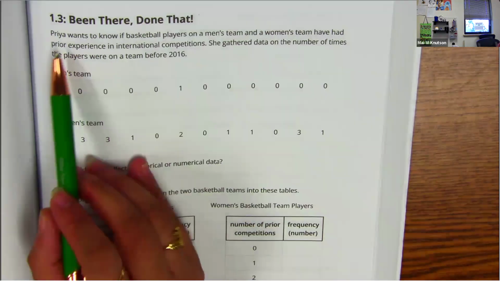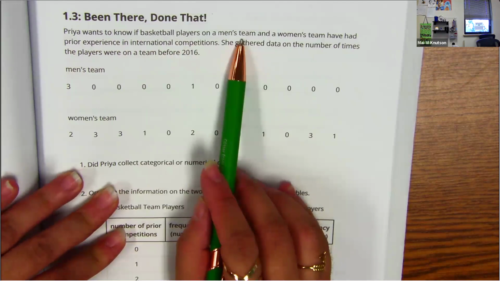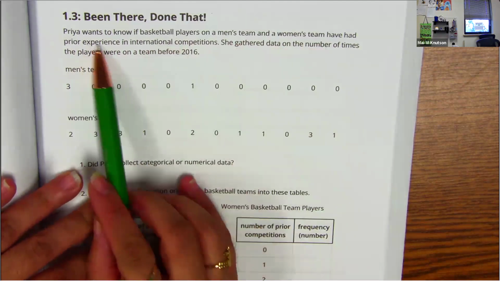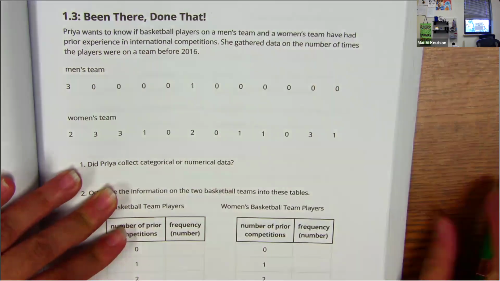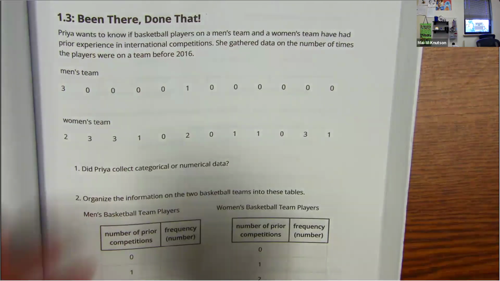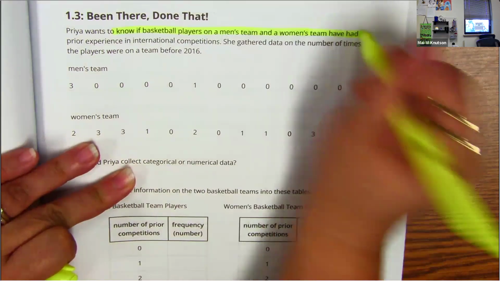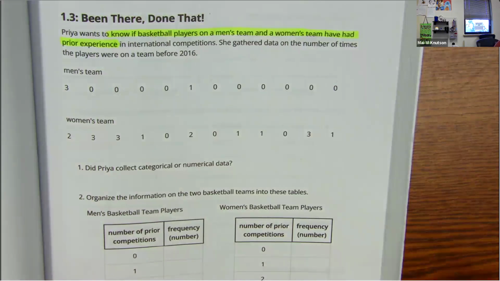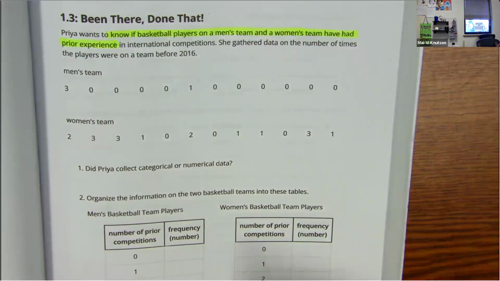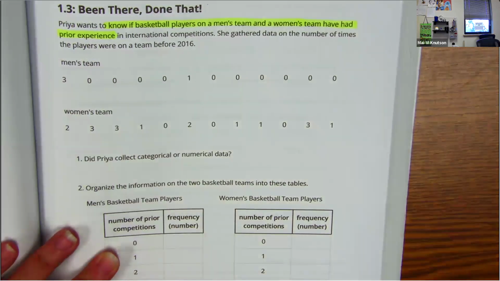Okay, so Priya wants to know if basketball players on the men's team and women's team have had prior experience in international competitions. That's the question she has. She wants to know if basketball players have had prior experience. She gathered data on the number of times the players were on a team from 2016. That is a while ago.